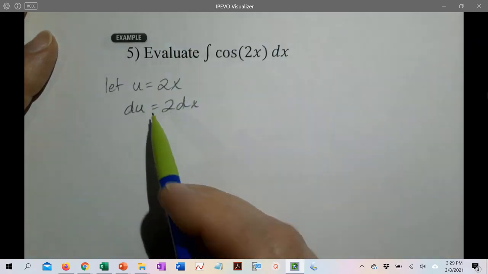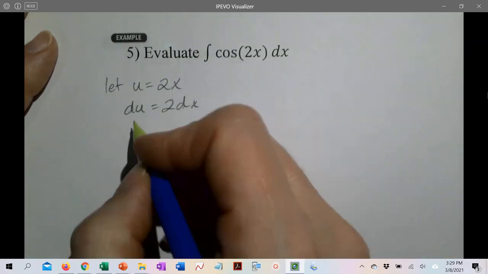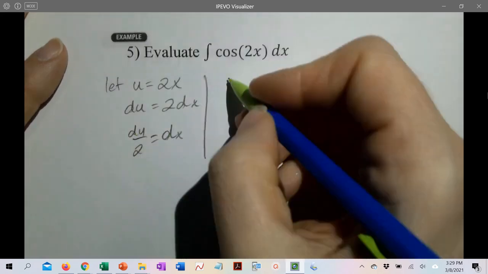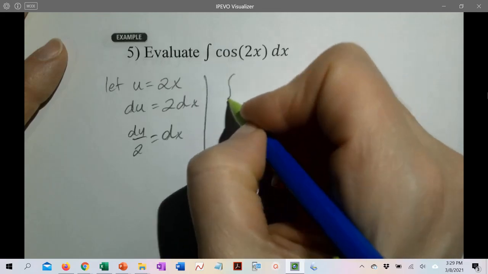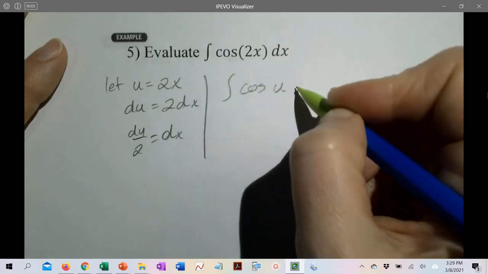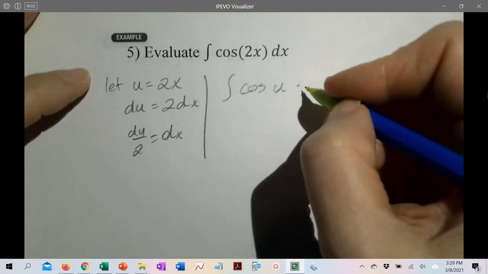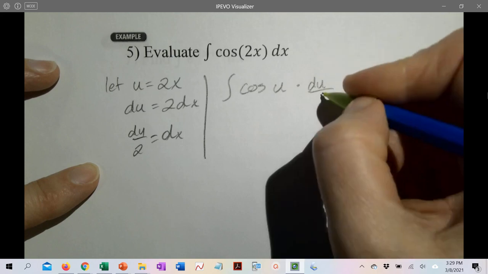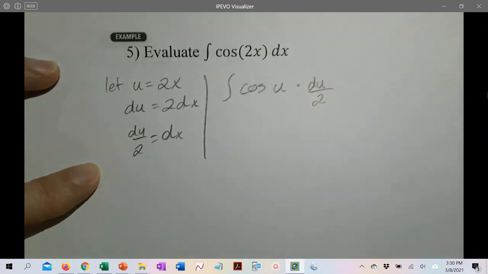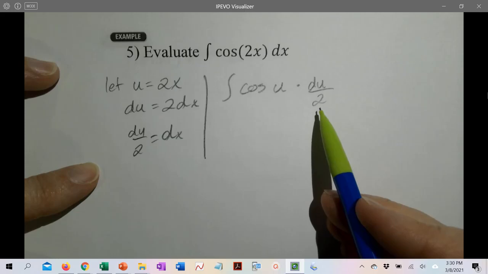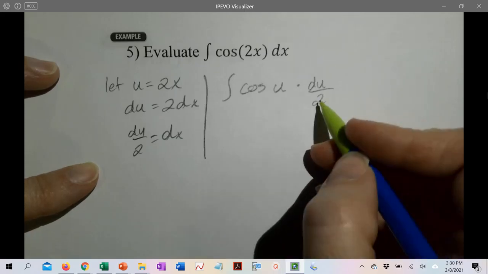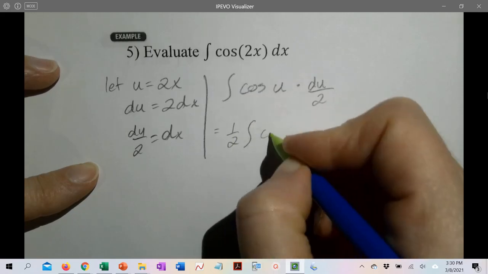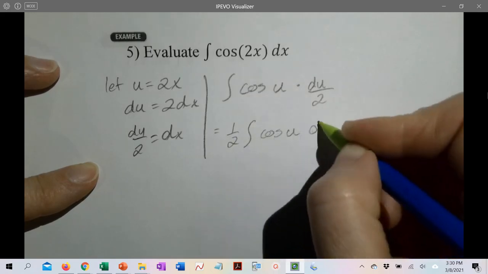So again, I'm sort of skipping steps now. And then I'll isolate the dx, and I'll have du divided by 2 equals dx. So now I'm going to make my substitution. So I'm going to have the integral of the cosine of u, and I sometimes like to put a little dot for the multiplication, even though it's not technically multiplication. We just sort of treat it that way, du over 2. And so much like in the previous problem, this divide by 2 is the same as multiply by 1/2, which is a constant. So let's go ahead and pull that constant out. So I have 1/2 times the integral of cosine of u du.